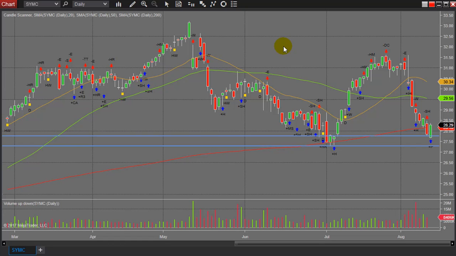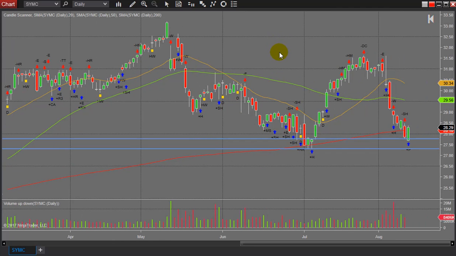Again, everything is provided for educational purposes. If you take it, do it in a simulated account and try to see how you can manage this trade. I'm going to give you the whole analysis on this trade. It's SYMC, and I'm looking at a daily chart. I'm actually using NinjaTrader, and I'll explain why I'm using NinjaTrader.